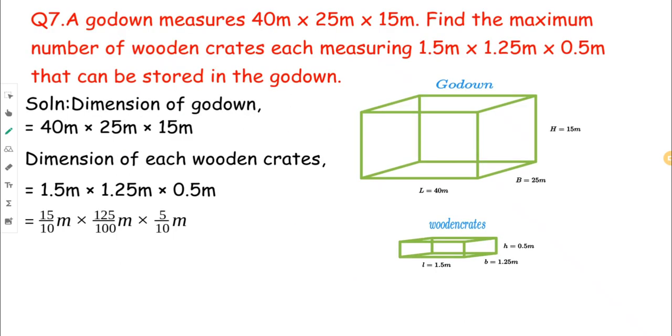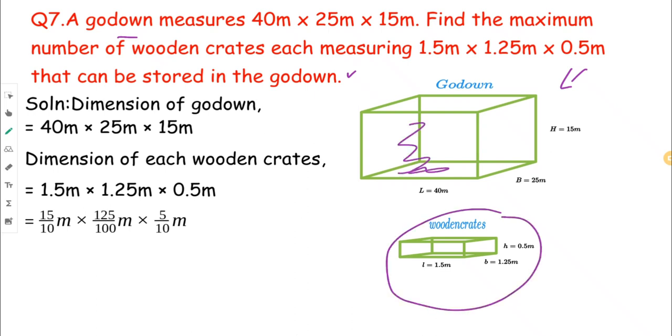All right, next question number 7. A godown measures the dimension given to us. Find the maximum number of wooden crates, measuring the dimension they've given again, that can be stored in the godown. So what is a godown? It's a place for storing, right? So remember, this is really huge. You can even see from the dimension, right? 40 meter, 25 meter, height is 15 meter. So they're asking how many of these wooden crates can be stored here in this godown.